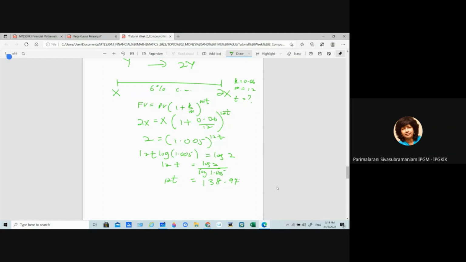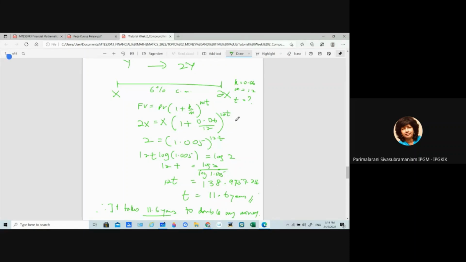Okay, all right. So I'm just taking the longer version now. Therefore, T is 11.6 years. So it takes 11.6 years to double my money. This is how much time it takes to double the money.